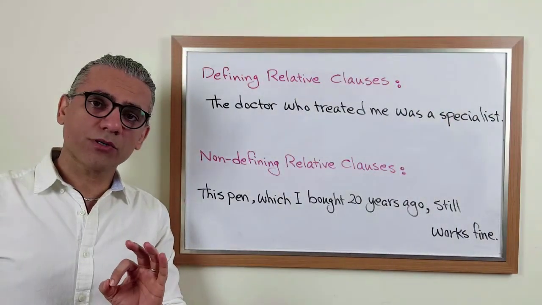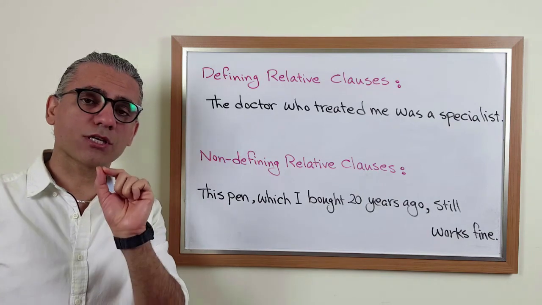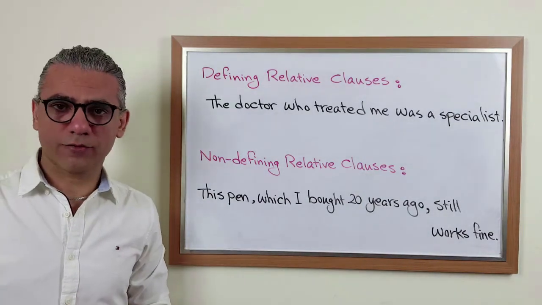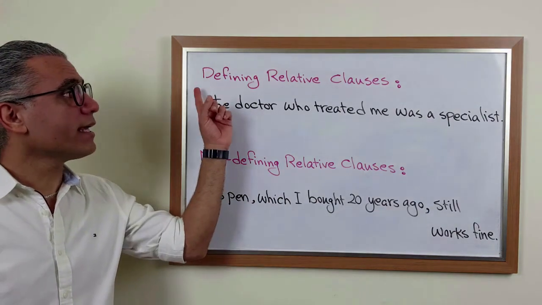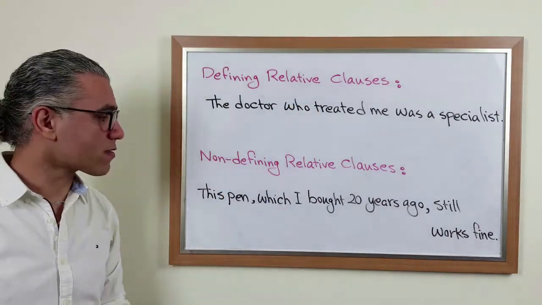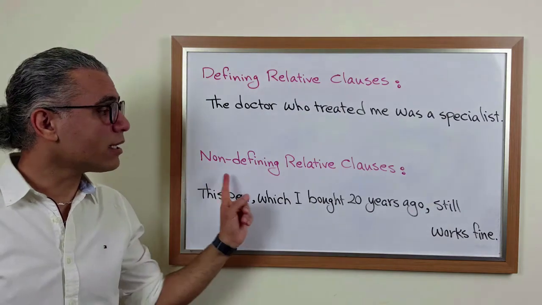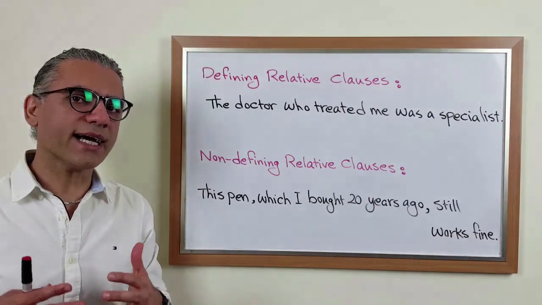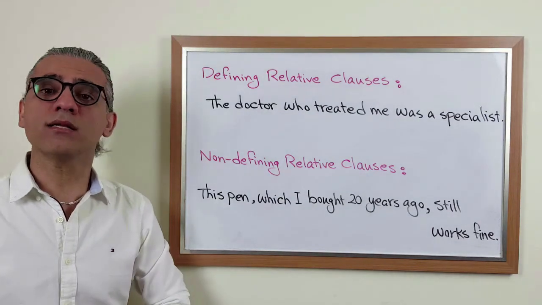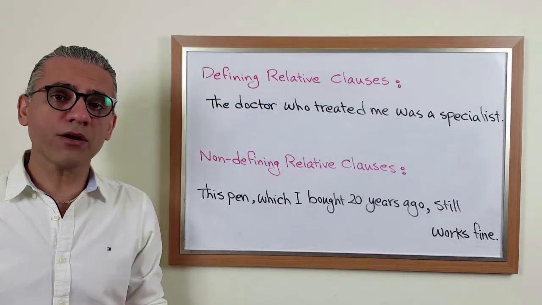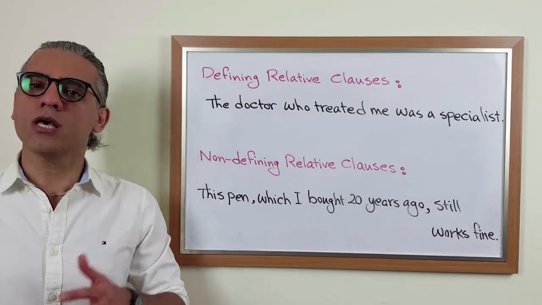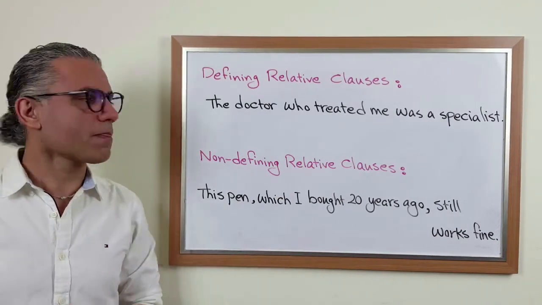The next thing we want to talk about is very important, so listen very carefully. We have two types of relative clauses. One we call defining relative clauses. The other type we call non-defining relative clauses. Telling the difference between a defining relative clause and a non-defining one is very important, and at the same time, if you pay close attention, it's pretty easy.